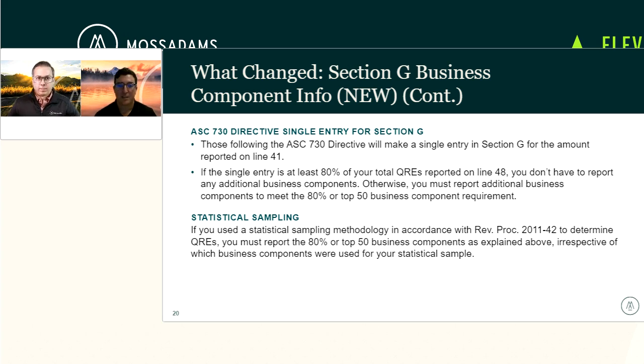And if you used a statistical sampling methodology in accordance with Rev. Proc. 2011-42 to determine your QREs, you're still going to have to report the same 80% top 50 business components as explained above, irrespective of which business components are used in your stat sample. So even if you have sample units selected, you still might have to be looking at other business components that aren't one of your sample units to fulfill the requirements of Section G.